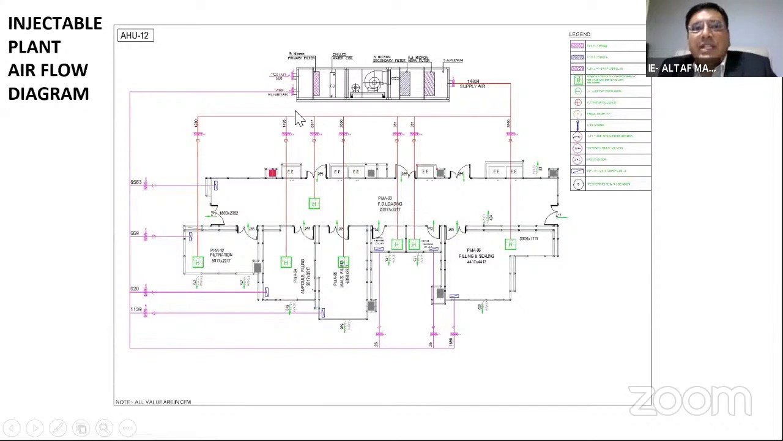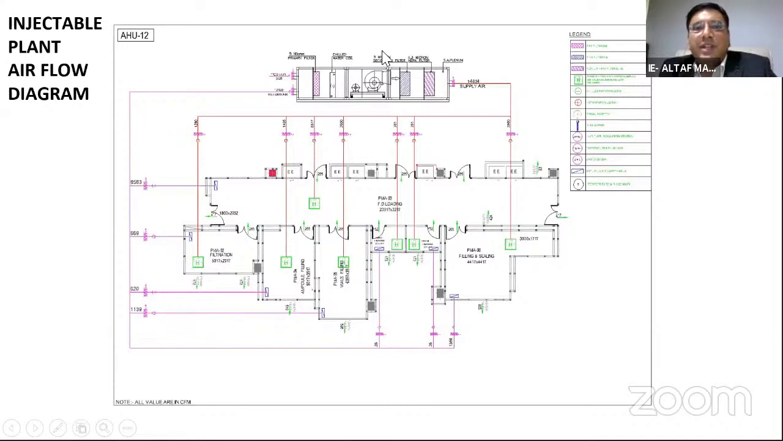So in this case, we have 10 micron in fresh air, 10 or 5 micron in the secondary air. This is 3 micron, again 0.3 micron, and again in the first quality air, it is 0.3 micron terminal HEPA. Then the return air is collected and sent back to the AHU.